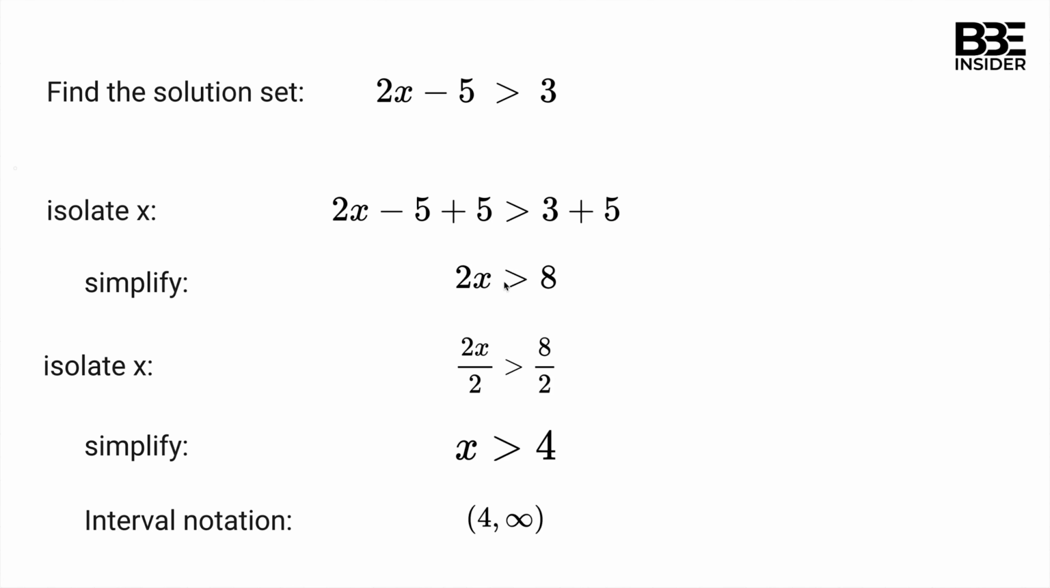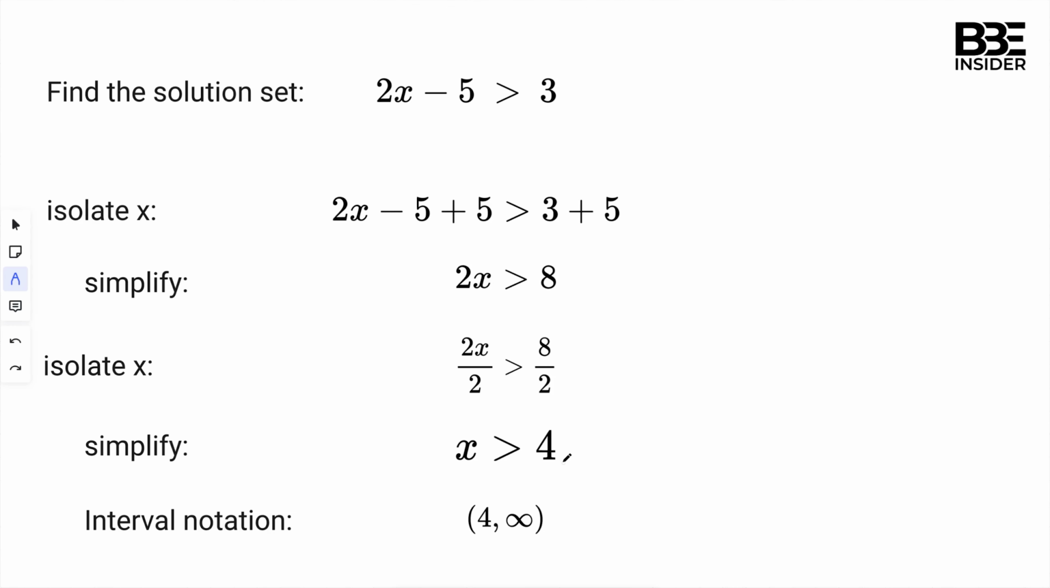In the next step, we just simplify, meaning minus 5 plus 5 turns to 0 and 3 plus 5 turns to 8. In the next step, we need to divide by 2 in order to isolate x. The result is x is greater than 4. In the next step, we need to translate it into interval notation. The interval notation is 4 to infinity.